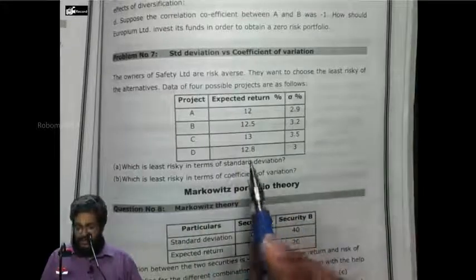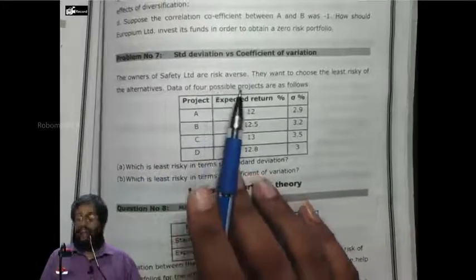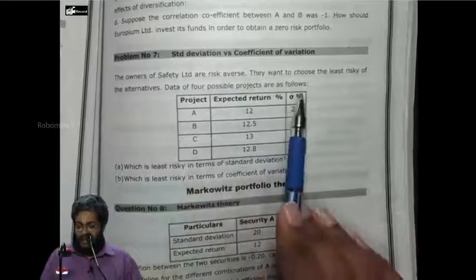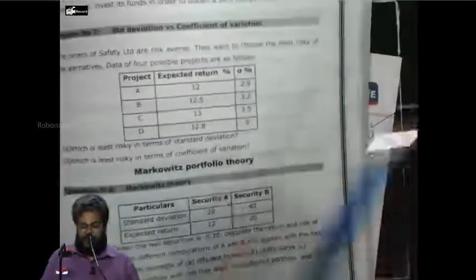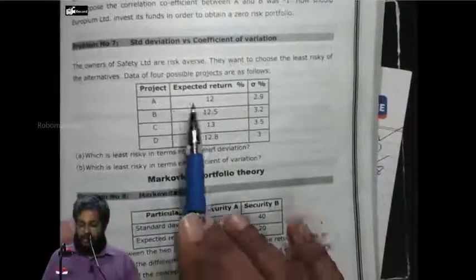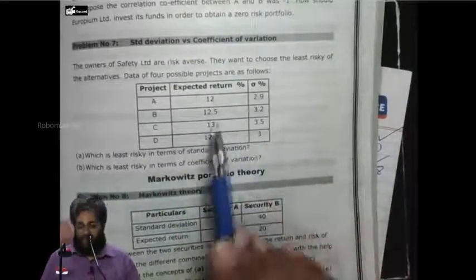I read the question. The owners of Safety Limited are risk averse. They want to choose the least risky of the alternatives. Data of 4 possible projects are as follows.